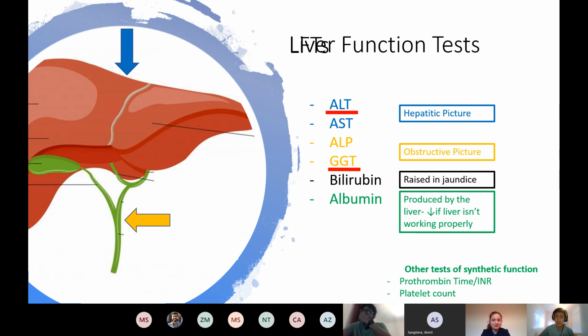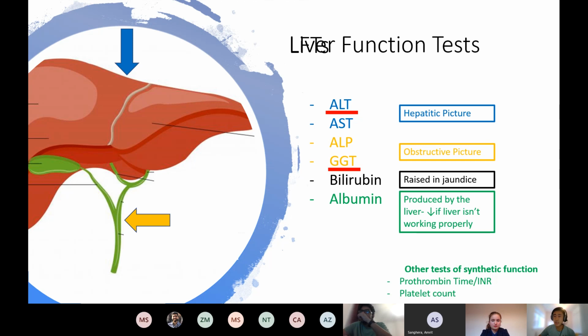Good. AST, ALT, fantastic. Transaminases, good. Those are the transaminases, the AST and ALT. Any others? What do you have if you have jaundice? What thing is raised in your blood? Good, bilirubin. That's also measured.